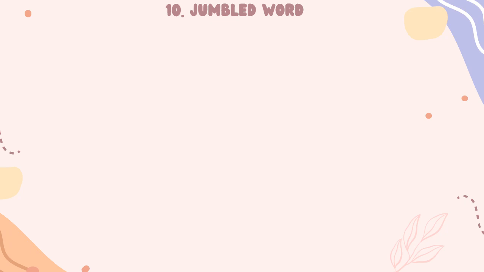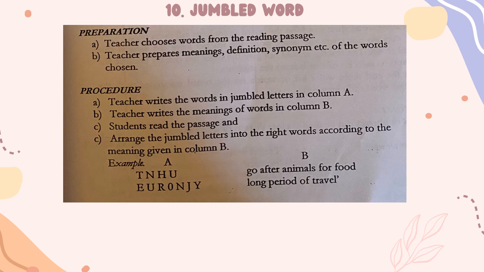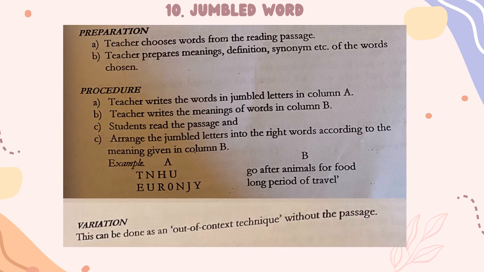Technique number 10 is called jumbled word. This is pretty simple, and I'm pretty sure you must have done this at least once. Basically, you may need to extract some words from a reading passage first of all. Then you prepare meanings for those words in advance. You put the meanings of the words in one column and the words in another column. Except the words are jumbled.